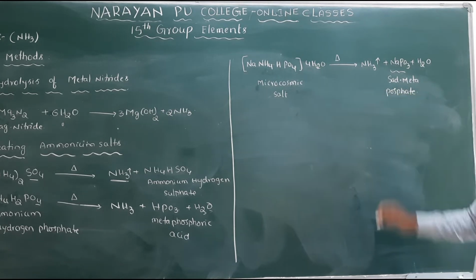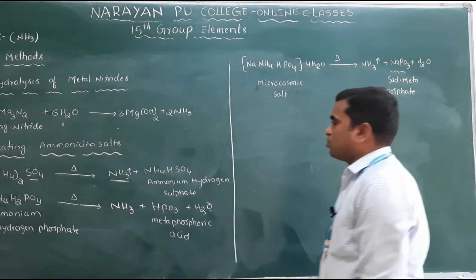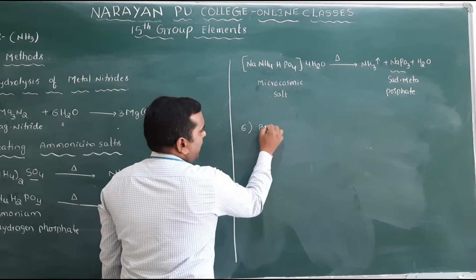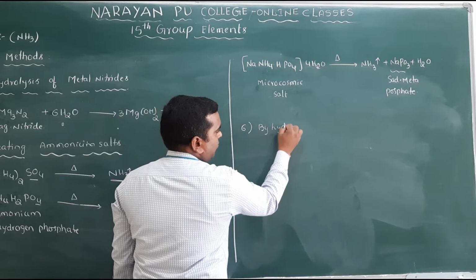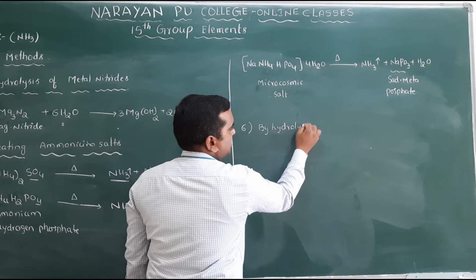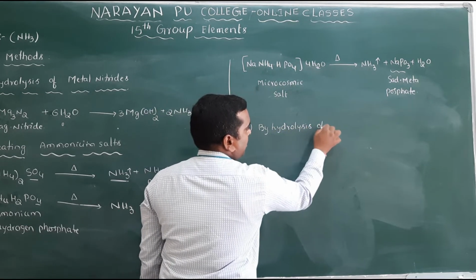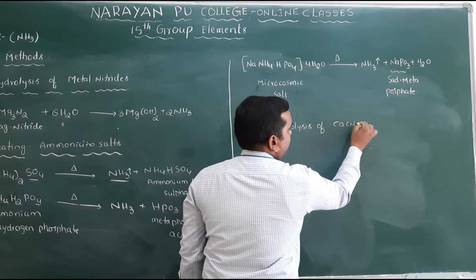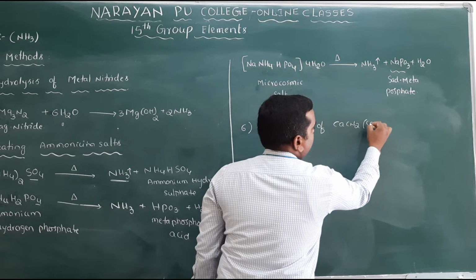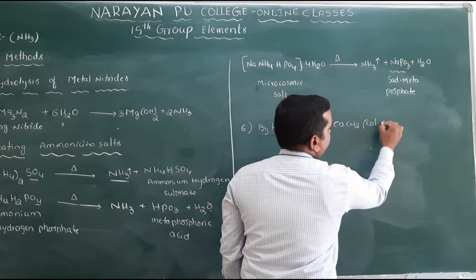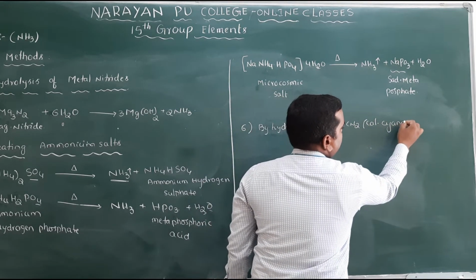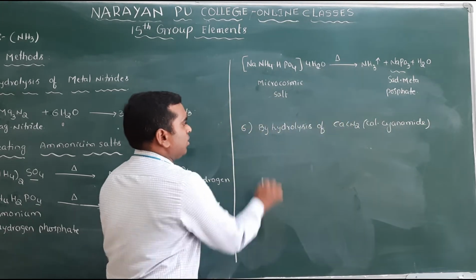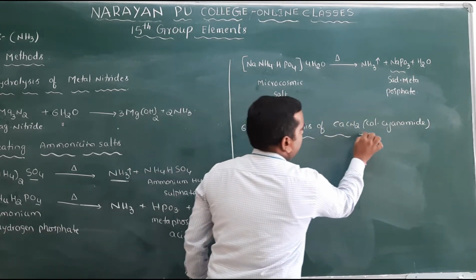Clear? So this is another method for the preparation of which one? Ammonia. And next one, the 6th one. You know that by hydrolysis of calcium cyanamide. What is the name of this one? Calcium cyanamide. Names are important. Clear? So now do this one by hydrolysis.